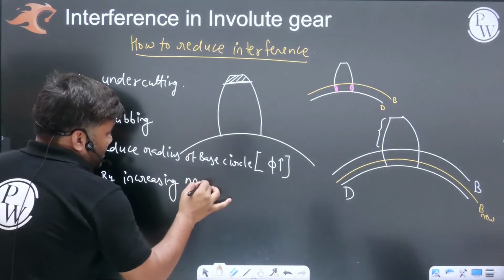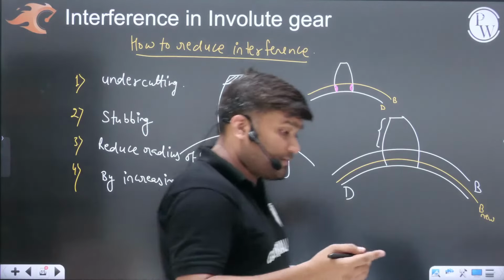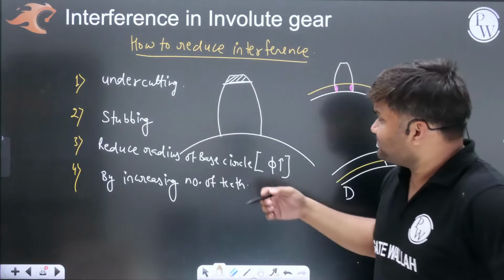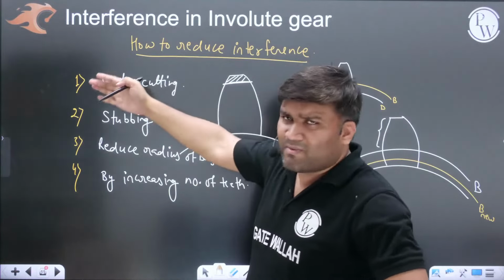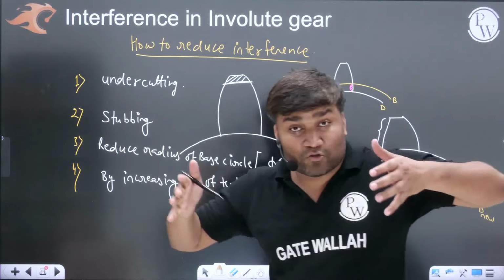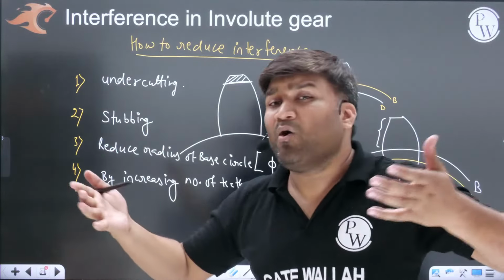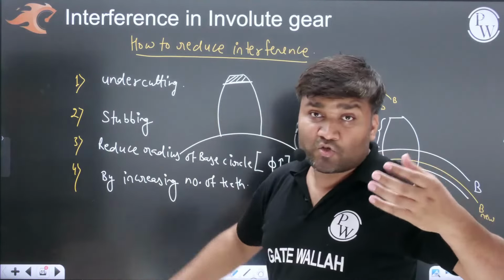Increasing the number of teeth. Acha, in examinations sometimes theory questions can be framed. They will ask, which of the following methods can be used to avoid interference? Sir, we do undercutting. We also do stubbing. We also increase the pressure angle. How? By reducing the base circle radius. We also increase the number of teeth to avoid interference.